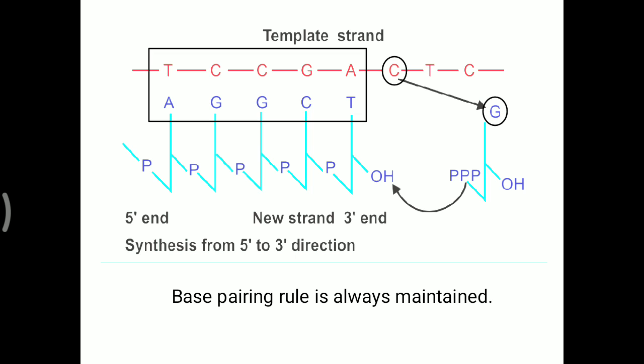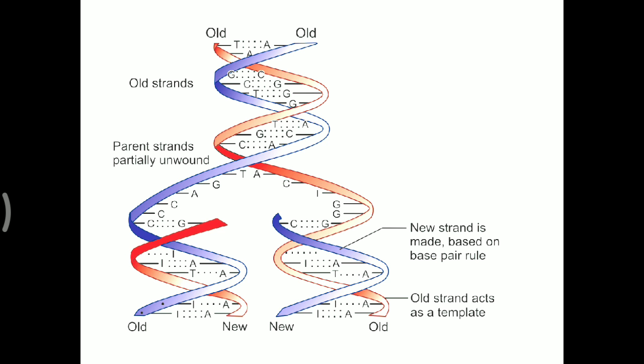When it is added, it will be added over the free 3' end of the new strand, and when it is attached, pyrophosphate will be removed, and so deoxy GMP will be added in the new strand. That is exactly how new nucleotides are added to the new strand.